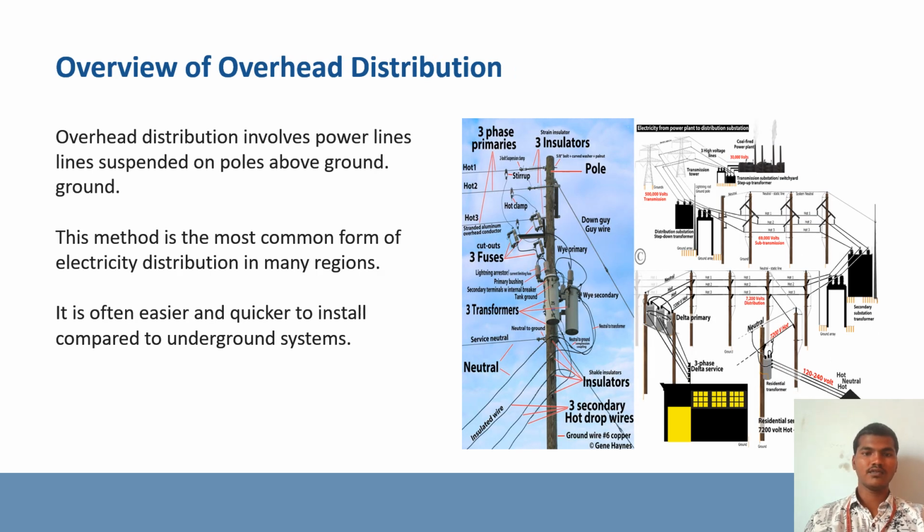Overview of overhead distribution. Overhead distribution involves power lines suspended on poles above ground. This method is the most common form of electricity distribution in many regions. It is often easier and quicker to install compared to underground systems.